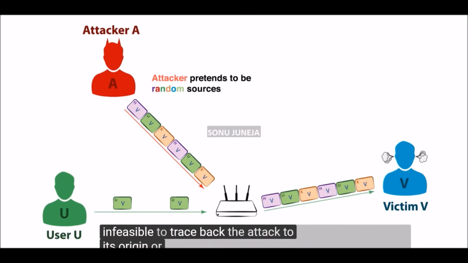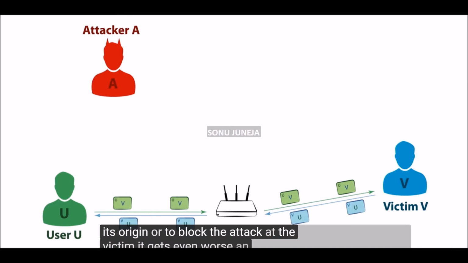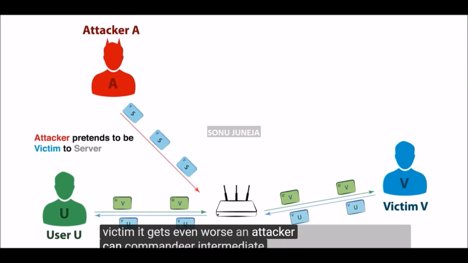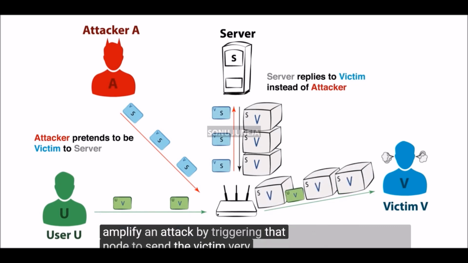The supposed attack origin is pretending to be the victim. The person who is the addressee gets even worse. An attacker can commandeer intermediate nodes to amplify an attack by triggering the node to send the victim very large data packets, which take more resources to process.